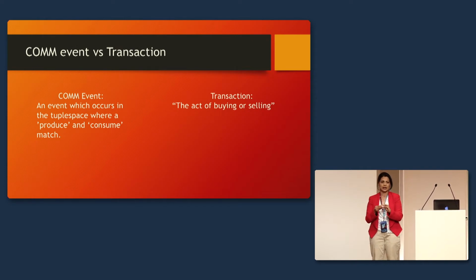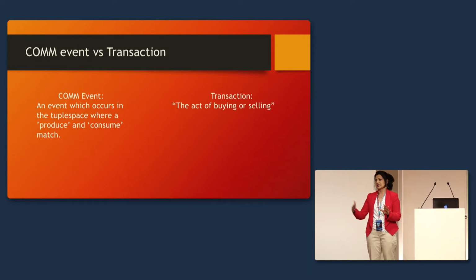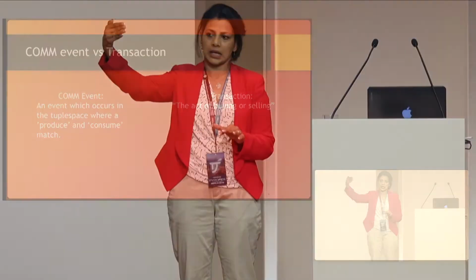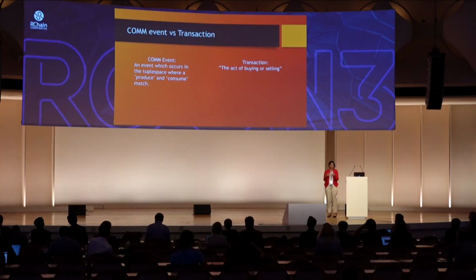So in Rholang, if you've attended any of the Rholang sessions, you'll know that Rholang is inherently concurrent. And that means I can have a process that's waiting in a channel for data. When the data arrives, you have a join, and then computation can proceed. That join is called a COM event, and that's what we refer to as a transaction. So in terms of COM events.